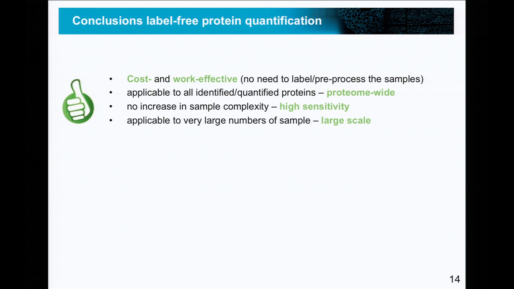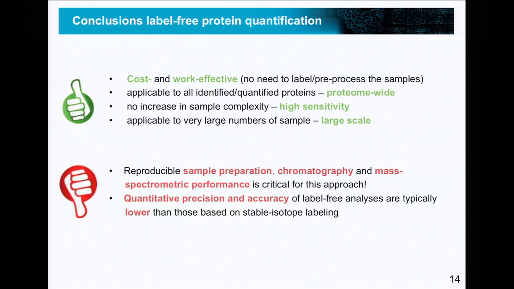You do not increase the sample complexity. Depending on the stable isotope labeling approach that you work with, for example, if you do SILAC labeling, you generate a completely labeled proteome, and by mixing them, you increase the complexity of your sample by a factor of 2, which can significantly decrease your sensitivity. And that's also one advantage when you work label-free, you don't have this increased complexity. And it's applicable to a large number of samples.